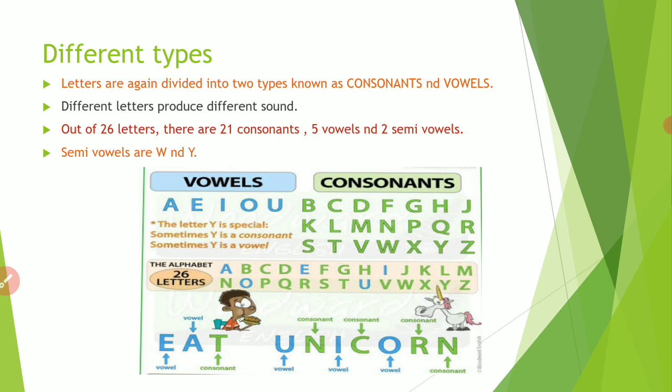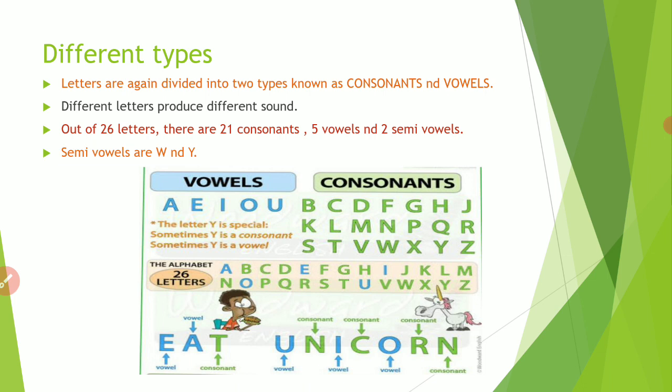But let me tell you that there are not 5 vowels. Exactly, there are 7 vowels, because we have 5 pure vowels which are known as A, E, I, O, U, and there are also two semi vowels. They are W and Y. Why they are semi vowels? Because they play both the roles according to the context.